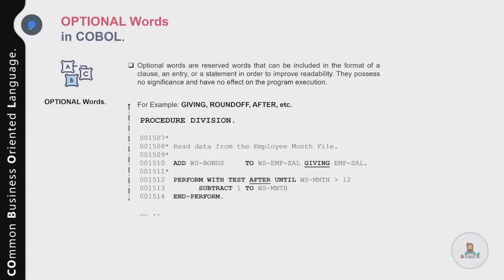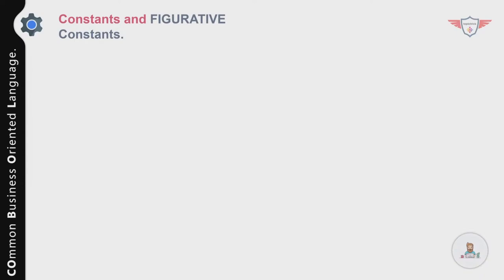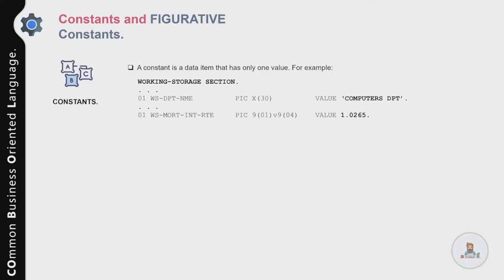So as of now, just remember that these are optional keywords, which are used to improve the readability of the code, and they do not have any effect on the execution of the program. Now let's talk about constant and figurative constant in COBOL and try to understand what is the basic difference between these two different categories of constant. So let's talk about constant first.